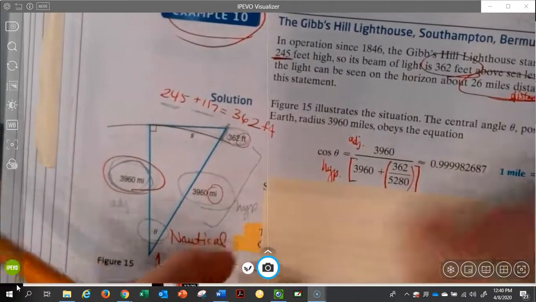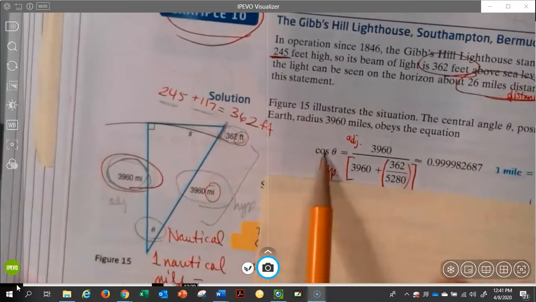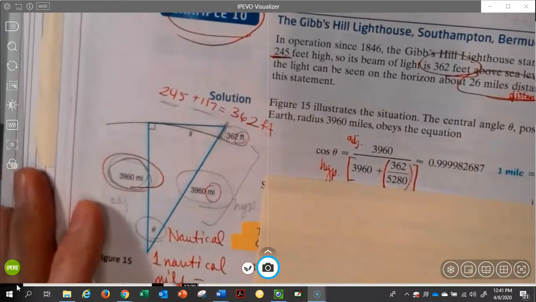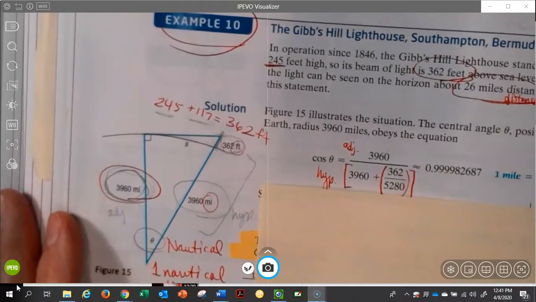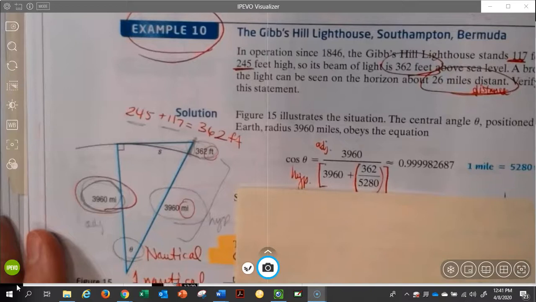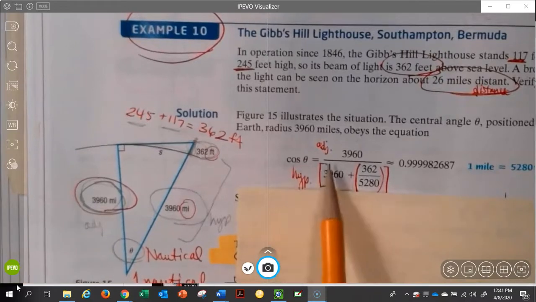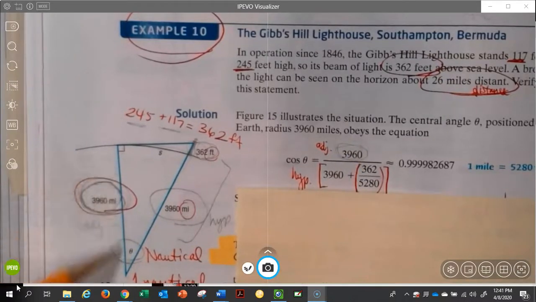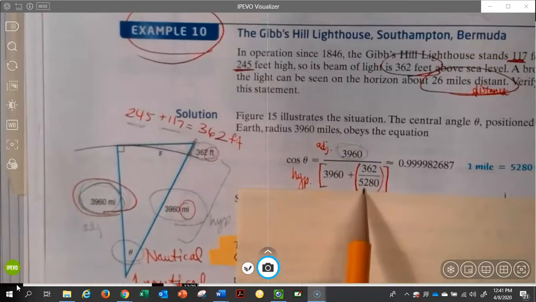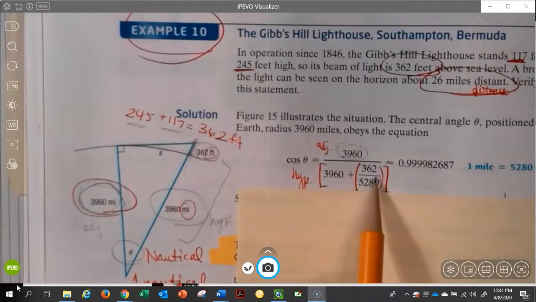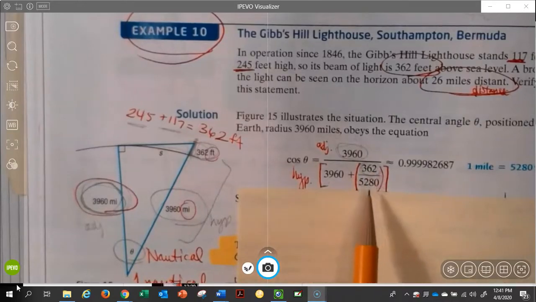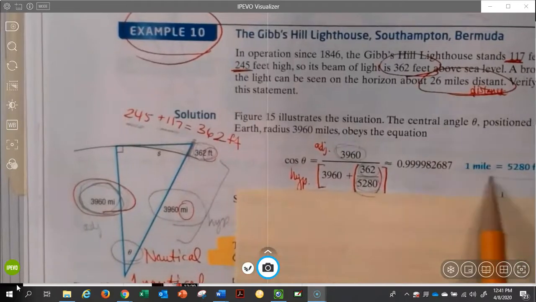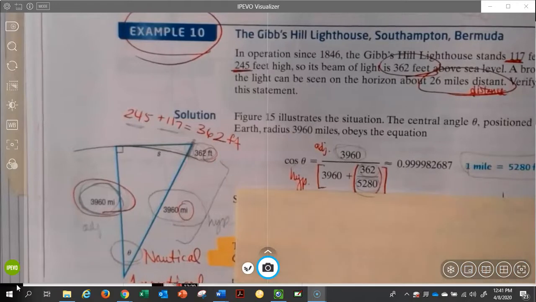So if you look with me right here, here's our cosine. I've got a split on my screen. I'll fix that later. And so looking here at cosine, that's the radius over here for adjacent. And then down here in the denominator, we've got to take our 3,960 miles, add it to our 362 feet. But first we have to convert it to miles by dividing it. Here's the equivalent. 1 mile is 5,280 feet.